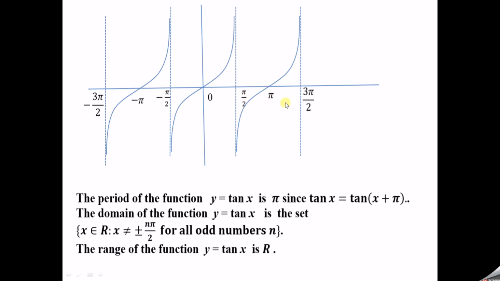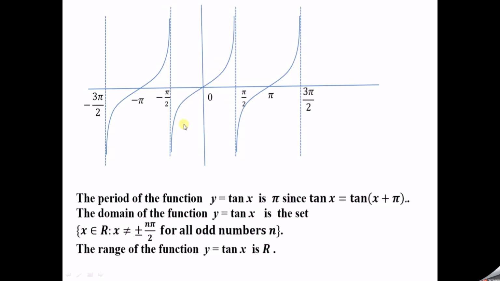Again between pi by 2 and 3 pi by 2, the length is again pi. Here also between minus 3 pi by 2 and minus pi by 2, the length is pi. So in a length of pi, the tan x function takes all the values of the positive real numbers as well as negative real numbers. So the range is all R. You can have positive and negative.